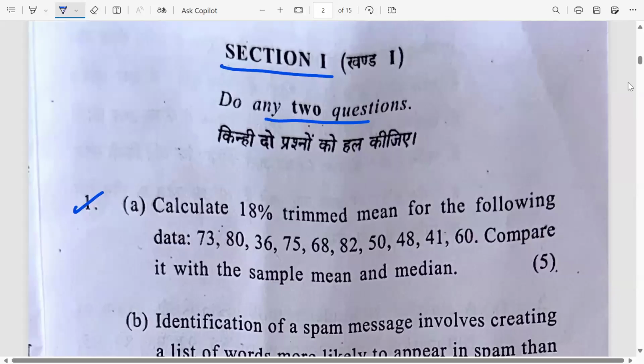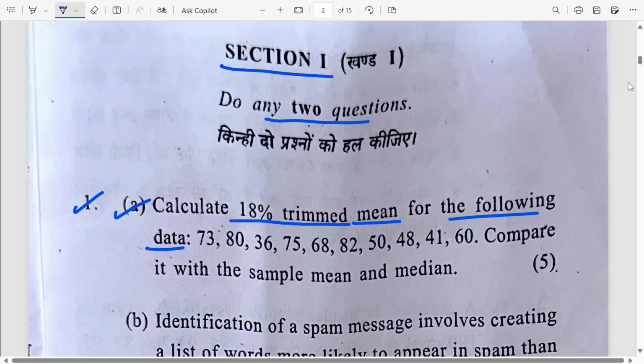So let's look at question 1, part A. Calculate 18% trimmed mean for the following data. We are given a series of individual observations and we need to calculate the trimmed mean. I have covered trimmed mean in my lectures on descriptive statistics. Students who have subscribed to my complete course for Introductory Statistics for Economics, you can refer to my videos on descriptive statistics to answer similar kinds of problems.